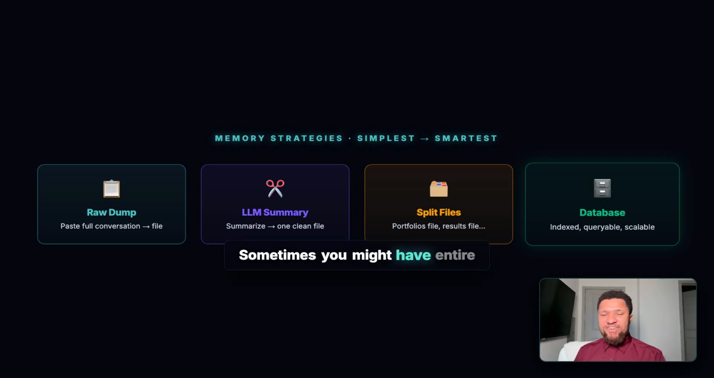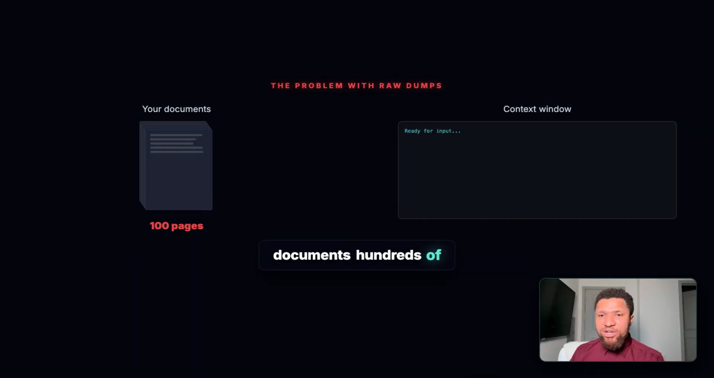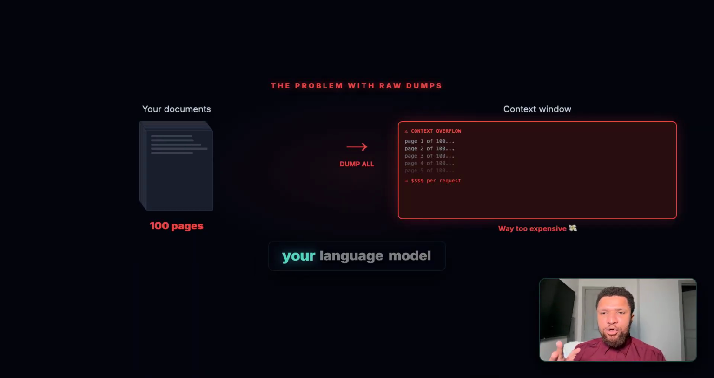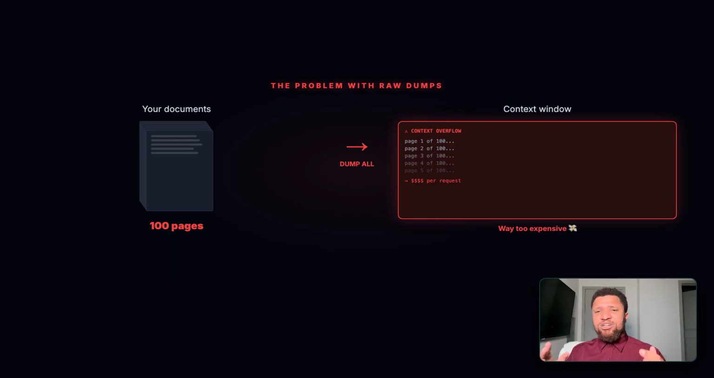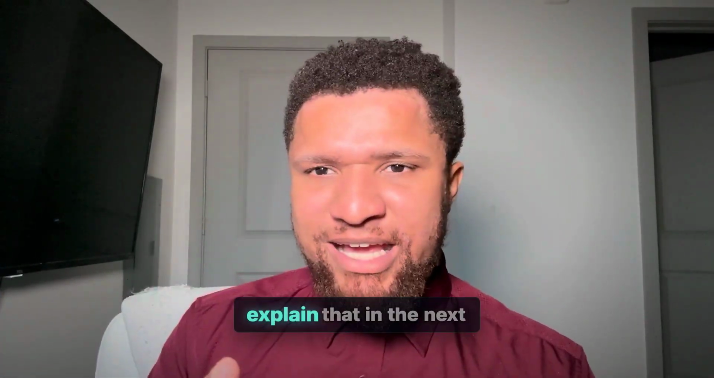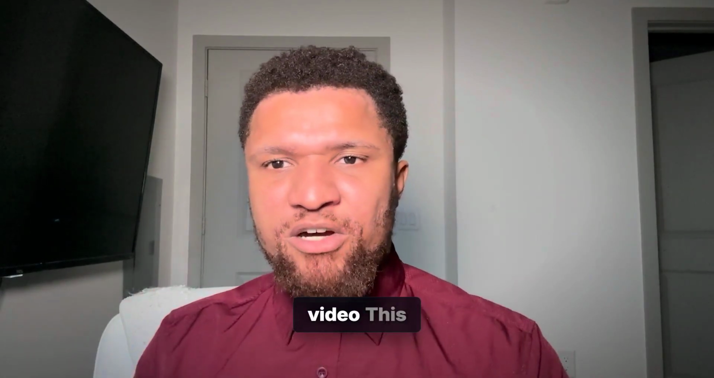Sometimes you might have entire documents, hundreds of pages, and you need your language model to find the information within those documents. And you can't just dump 100 pages into the context window. That's gonna be way too expensive. So what you can do instead is store it in a vector database. I'll explain that in the next video.